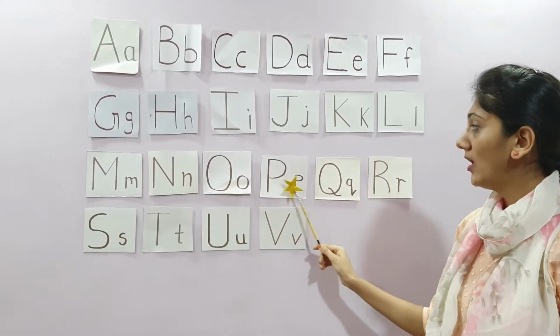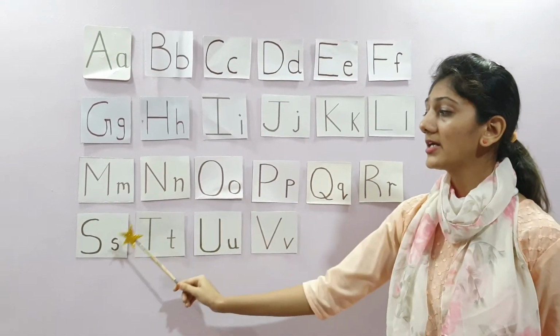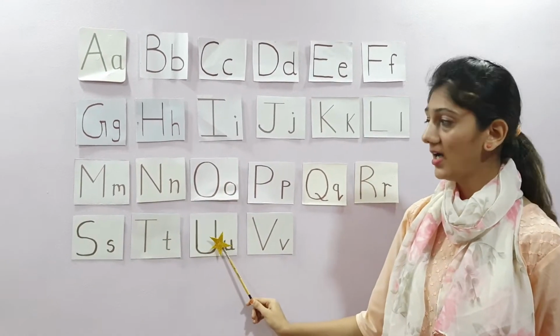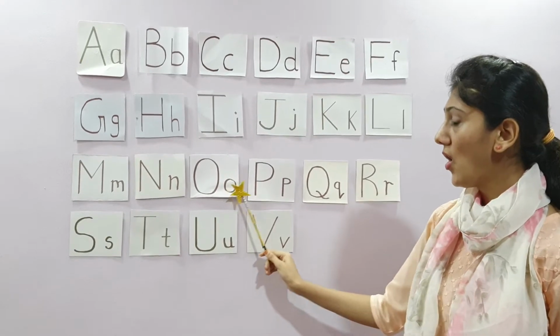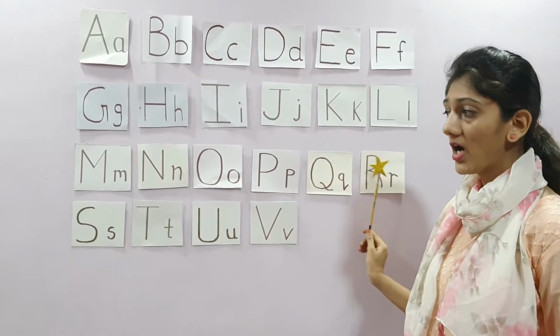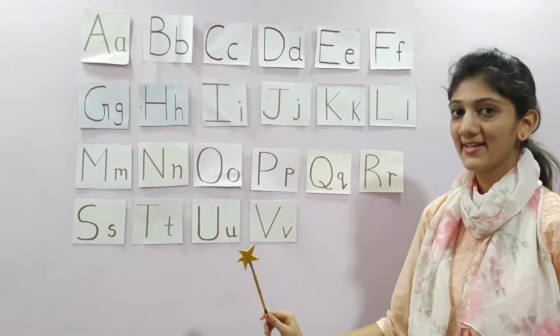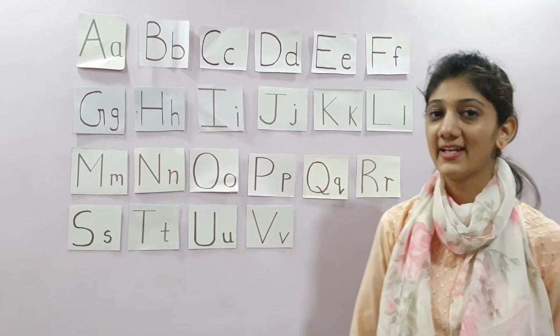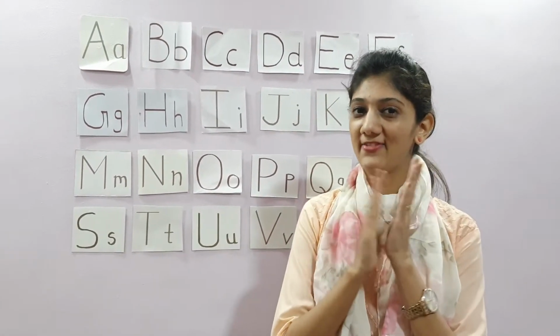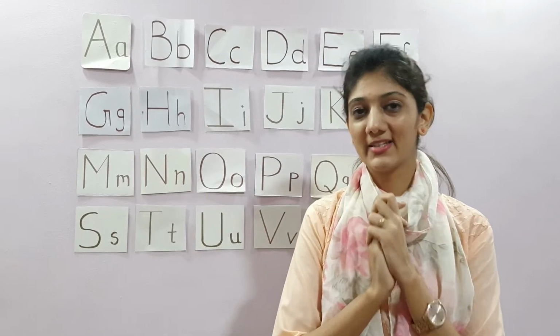O, P, Q, R, S, T, E. O, P, Q, R, S, T, E. Very good, children. Now, clap hands for yourself. Very good. That's it for now.